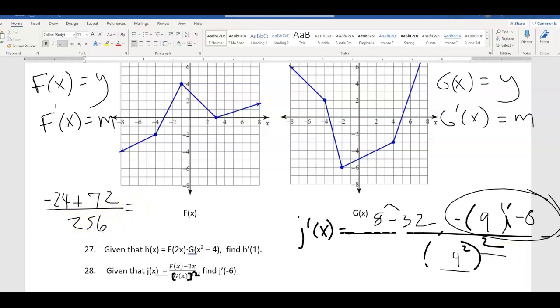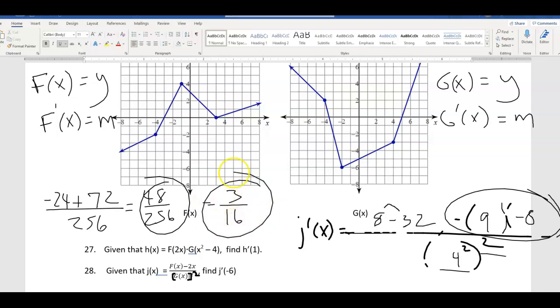Putting these together now, what is negative 24 plus 72? And then, of course, we'll want to reduce that. I believe 16 goes into both of those numbers. 16 goes into the top 3 times, and it goes in the bottom 16 times. So there's our final answer there.